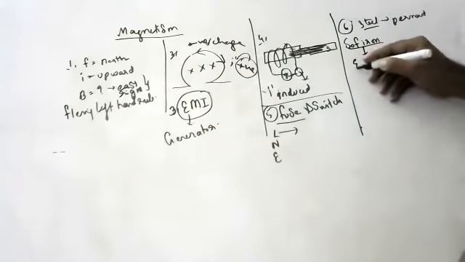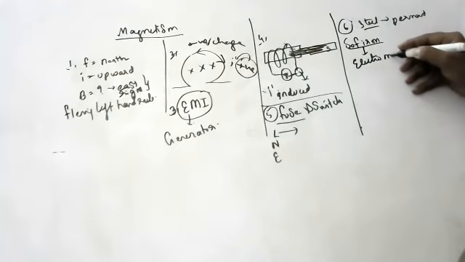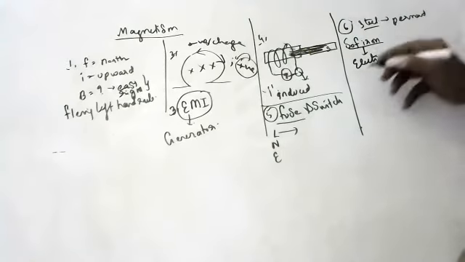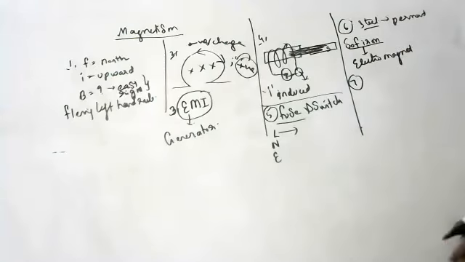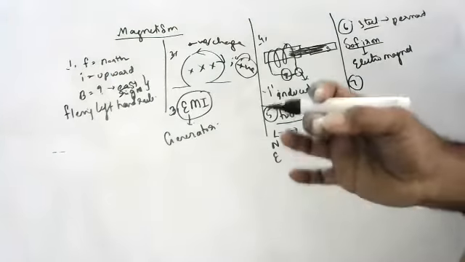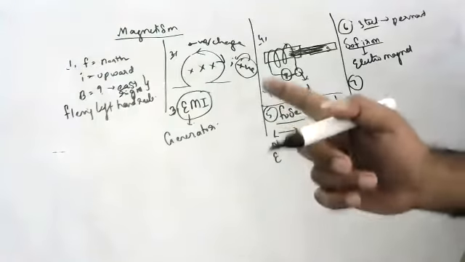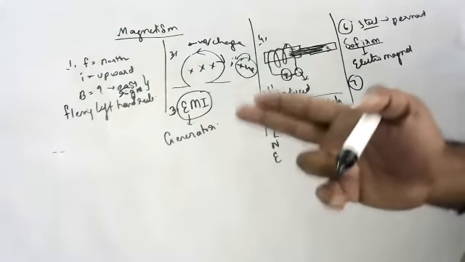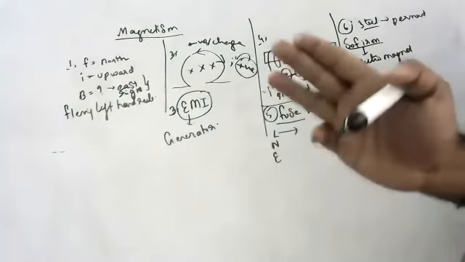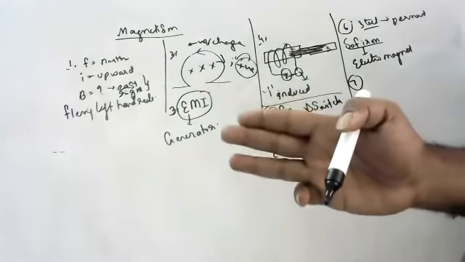We want what? Electromagnet. We want an electromagnet. Steel will become a permanent magnet. That's why we will never take steel. We'll take soft iron because we'll make an electromagnet. What is an electromagnet? A substance which behaves as a magnet only when current is passed.